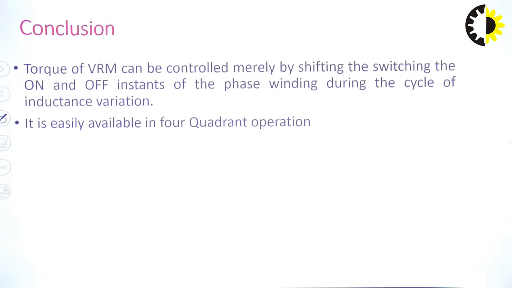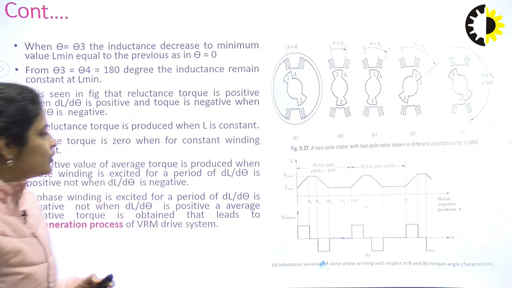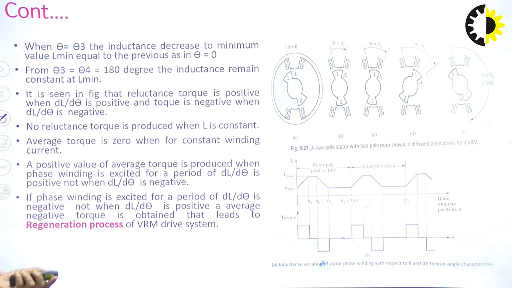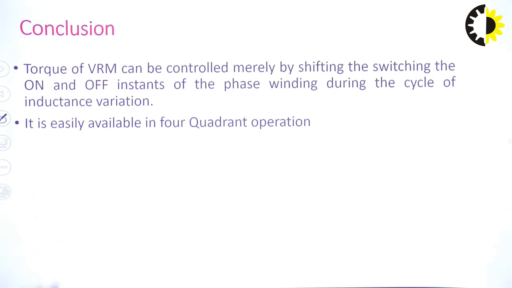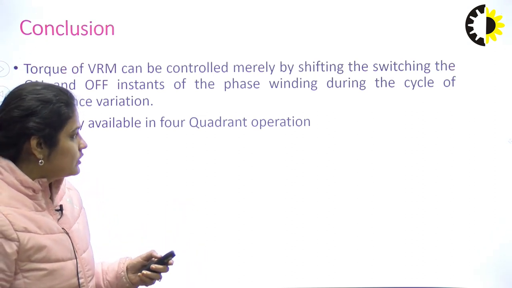This is a big advantage, and by getting the negative torque, you are able to operate the motor in the braking operation also. So this can be used for four-quadrant operation also, right? This is a big advantage of this particular motor.